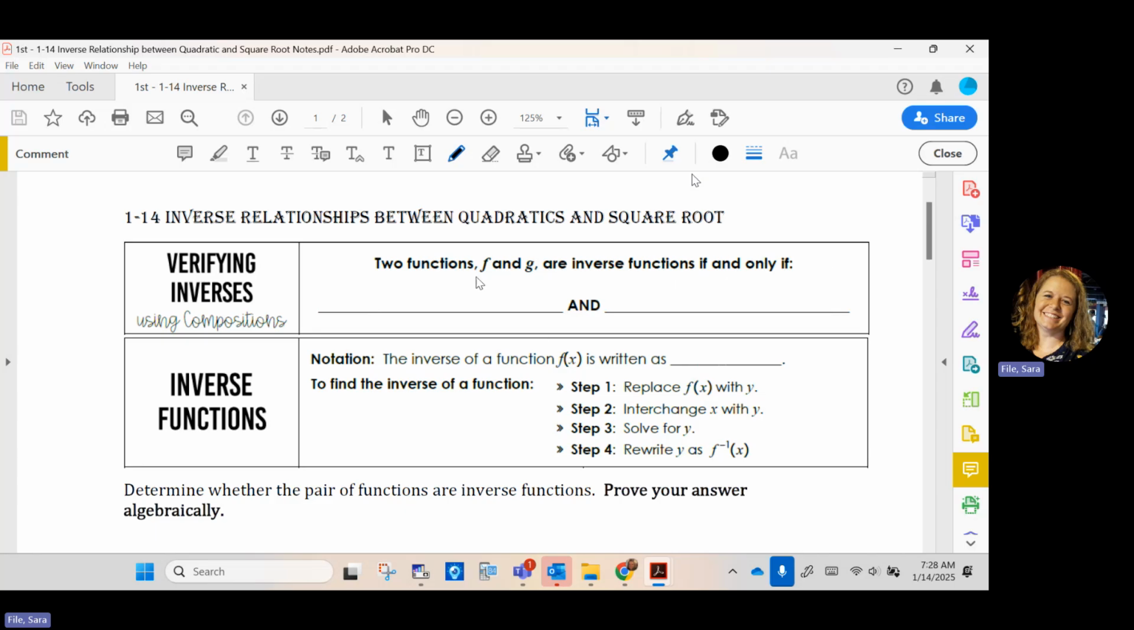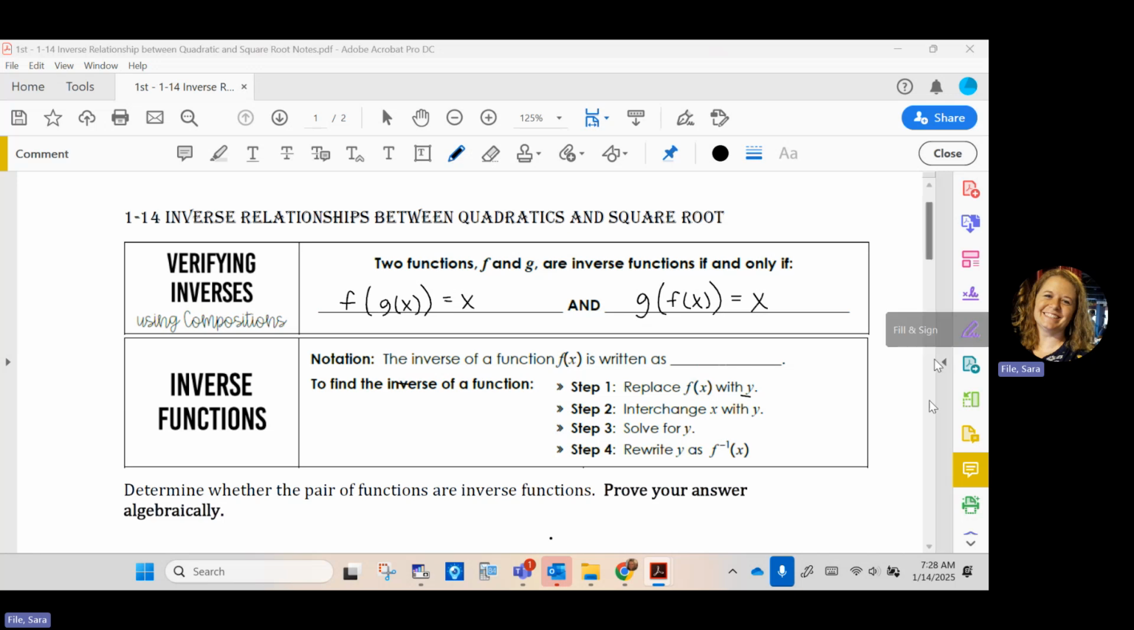So this says two functions, we're going to call them f and g, are inverse functions if and only if I take the g function, g of x, and plug it into the f function. So now the g of x equation is the input in the f equation. If I do that and simplify, it should come out to x. This should also happen if I take f of x and make it the input into the g function. That should also simplify down to x. Either way you do the composition, it should simplify down to x if they are inverses.